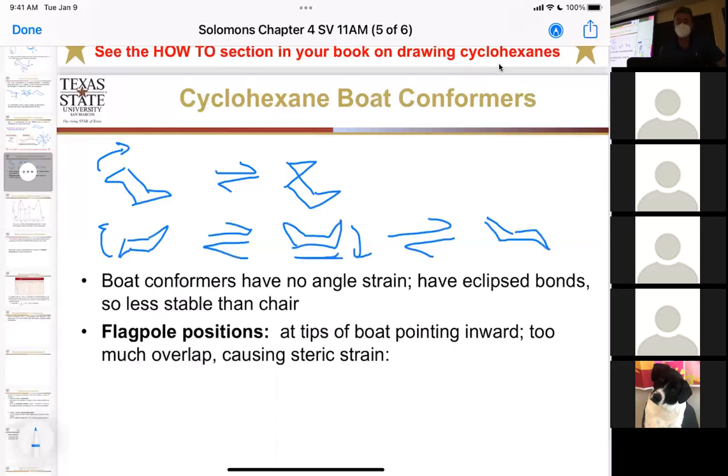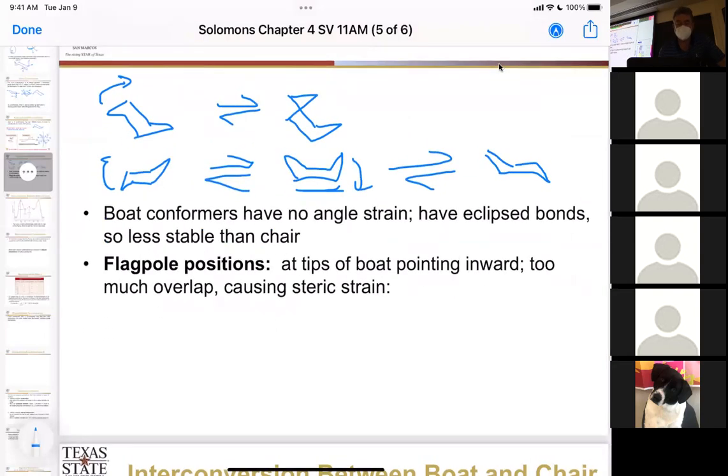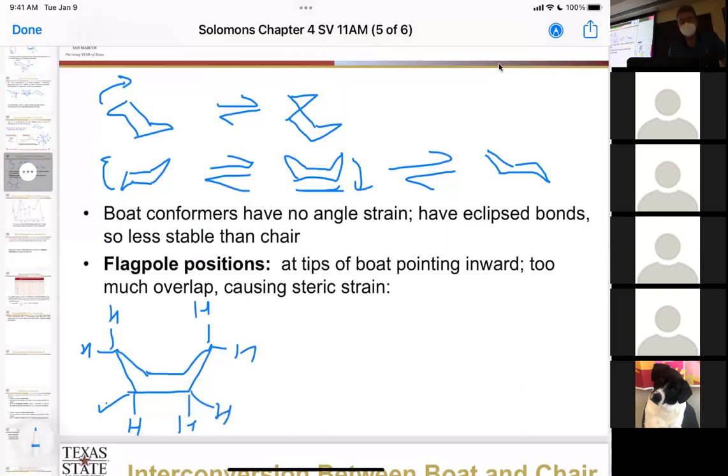The reason that's a higher energy state is because if we looked at our structure when it's in this configuration and we added some hydrogens, I'm not going to add them all, I'm just going to add the ones here. We see that we have these positions here, these two hydrogens are getting close to each other. Those two hydrogens are like the flagpoles on the front and the back of the boat, which is why we call them flagpole positions. Okay.